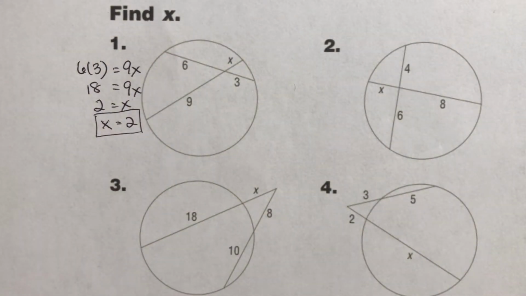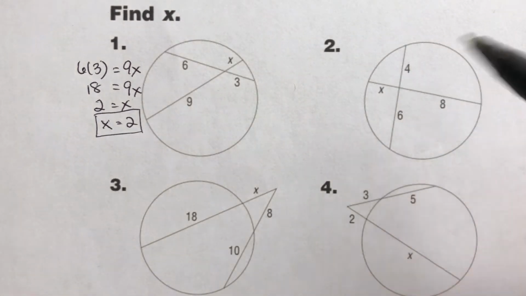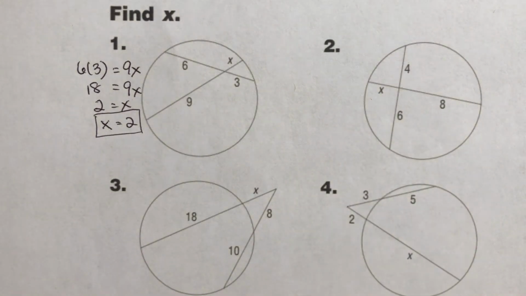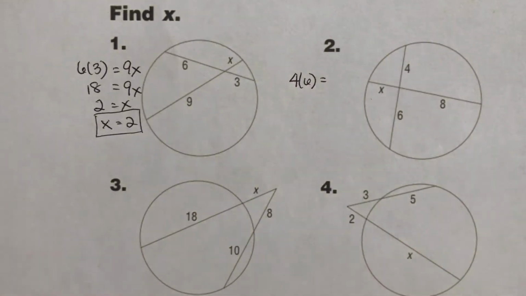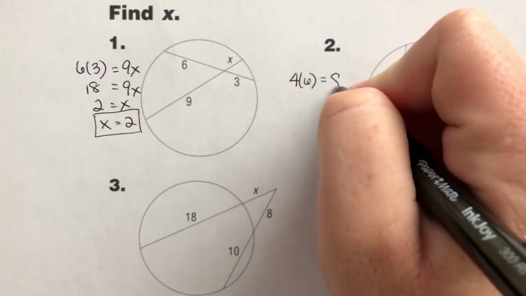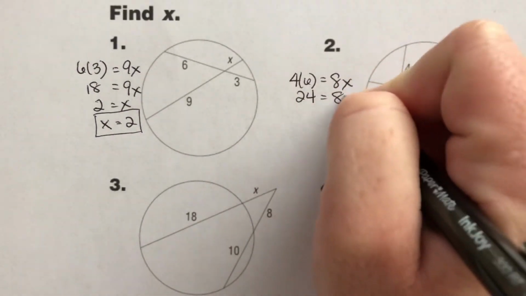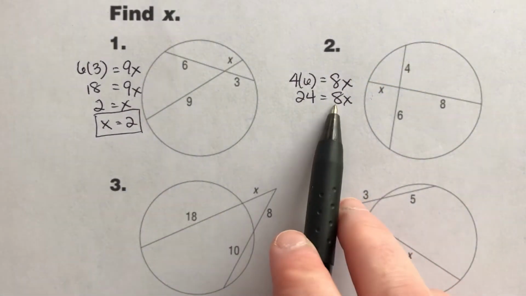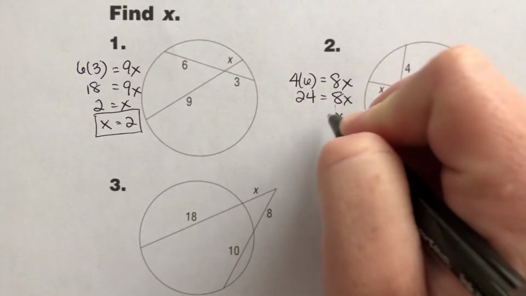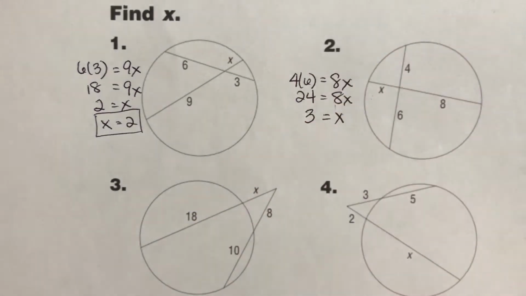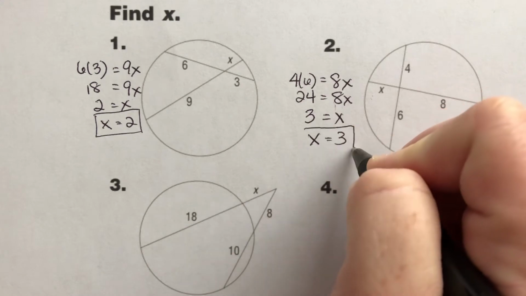Hopefully you got that one right. Number 2, same thing. We're going to multiply our 2 segments together from one chord and set it equal to the product of the other 2. So 6 times 4, or 4 times 6, should be equal to X times 8, or 8X. 6 times 4 is 24, equal to 8X. I need to get rid of this 8, so I'm going to divide both sides of the equal sign by 8. 24 divided by 8 is 3, and I need to always leave my answer with X first, so I get X equals 3.